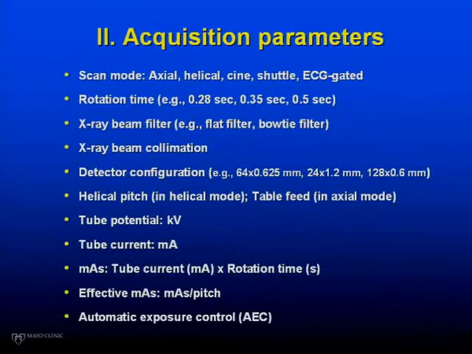So now let's move on to how the acquisition parameters affect the image quality. Here I list a lot of acquisition parameters that we have some control over, including the scan mode, the rotation time, beam filter, beam collimation, detector configuration, helical pitch, tube potential, tube current, mAs, effective mAs, and automatic exposure control.